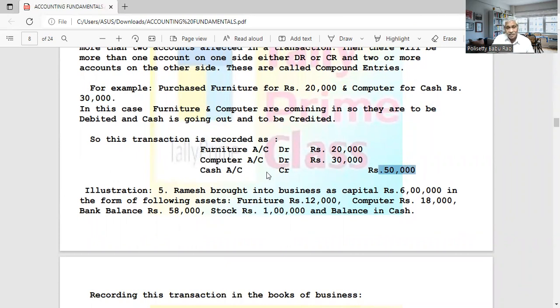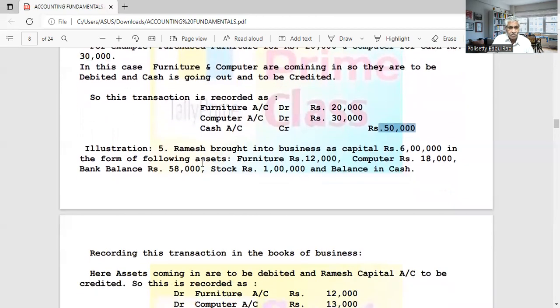Sometimes there may be more than one on the credit side also. That we will take up later. Now, I am giving one more illustration.